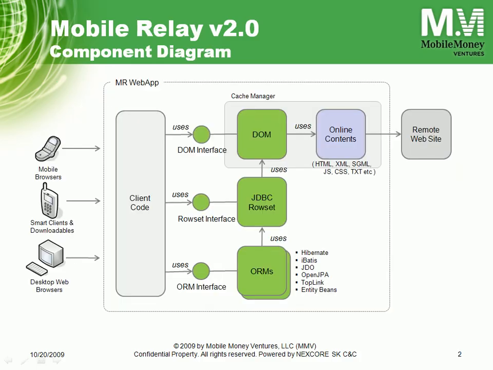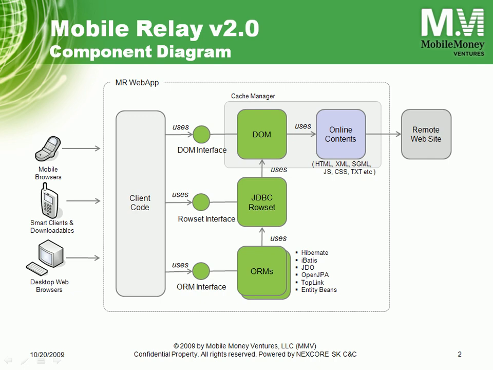Looking at the component diagram in the second slide, Mobile Relay version 2.0 provides three interfaces, which the client can use to retrieve data. First is the DOM interface. The client can retrieve DOM structure, which describes online content like HTML, XML, SGML, JavaScript, CSS, text, and so on from a remote website using content adaptation.